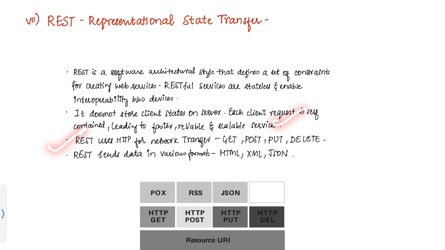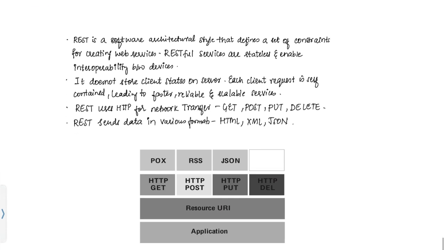Then REST uses HTTP for network transfer. We have get, post, put, delete. Get is to read a resource, post is to create a resource, delete is to remove, and put is to update. Then REST sends data in various formats. Again, speaking about the data formats, we have HTML, XML, JSON, and so on.